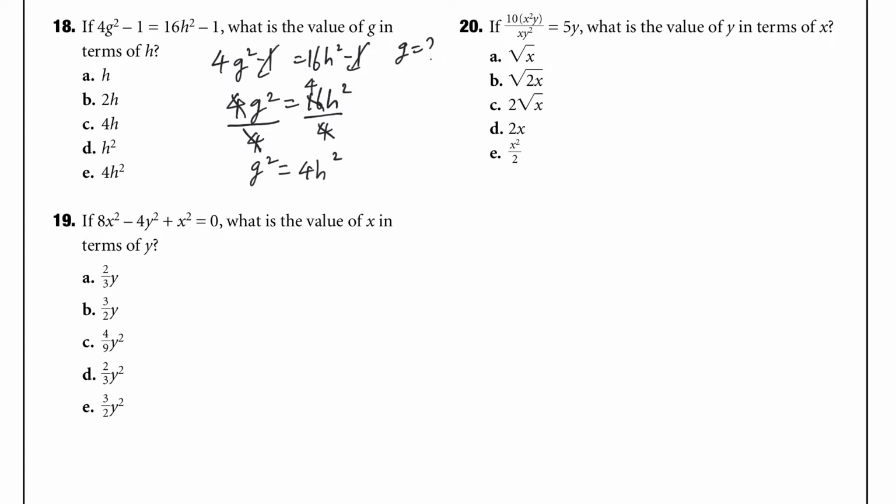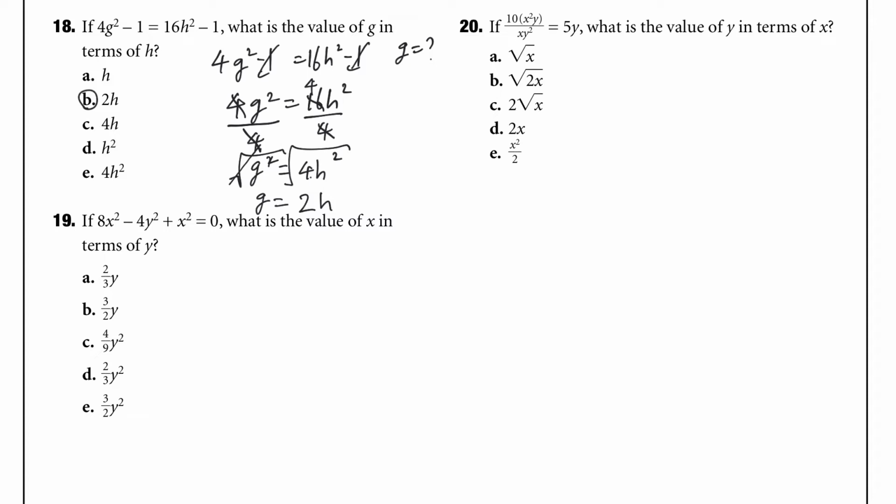Now, how do I get rid of the square? Well, by taking the square root. So I'm going to take the square root of both sides. Then the square and the square root cancel, so g is equal to... Now, what's the square root of 4? That's 2. What's the square root of h squared? Well, that's just h. So g is equal to 2h.